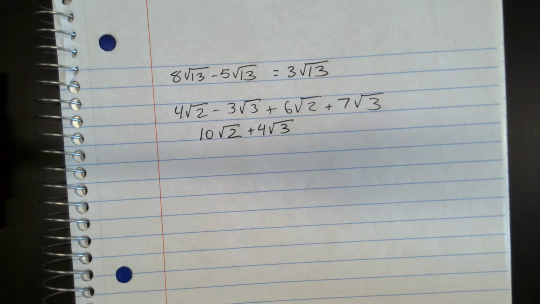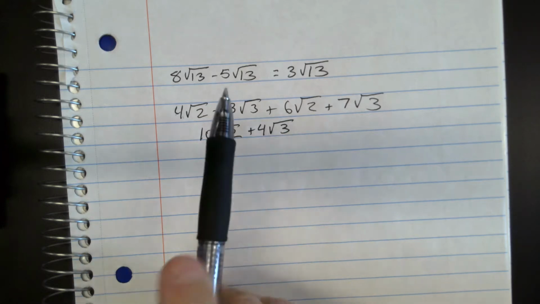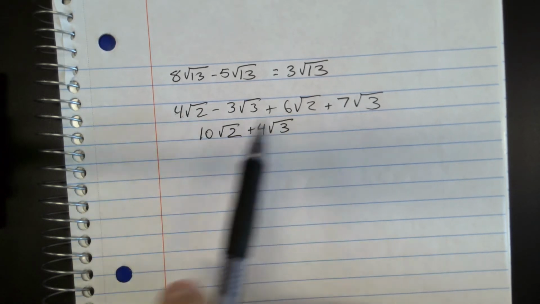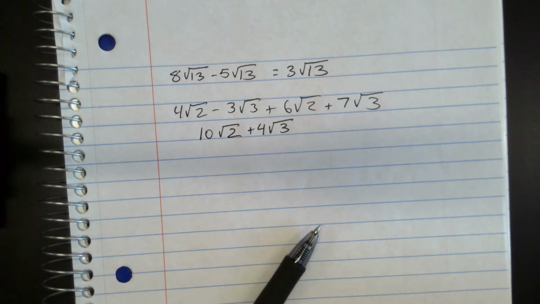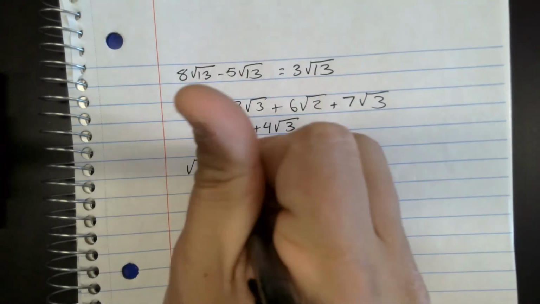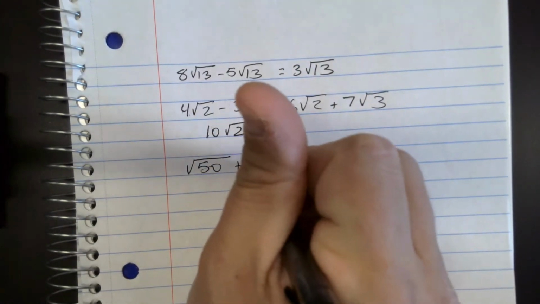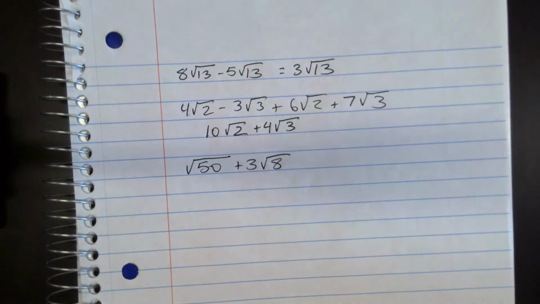I think this is something you guys already know. So, alright, and that would be your answer. That is it simplified. Any questions on just adding or subtracting radicals? Okay. What about if we had something that was a little bit tougher? For example, like the square root of 50 plus 3 square root of 8.